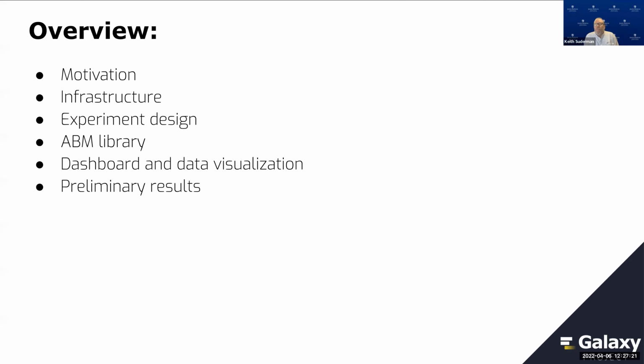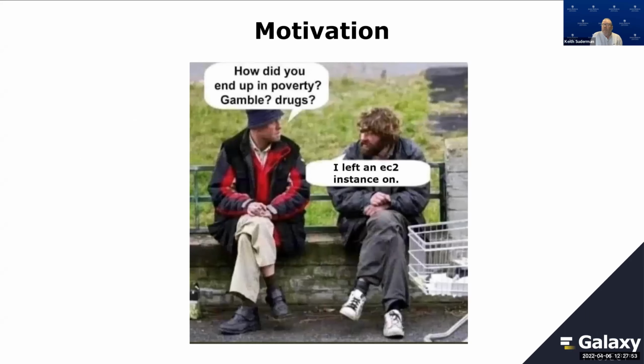So just a quick overview. We'll talk a little bit about the motivation, why we're doing what we're doing, talk a little bit about setting up our infrastructure, the experiment design, ABM, which stands for automated benchmarking, which is a Python library we developed to automate a lot of the projects. Talk about the dashboard we hope to develop and data visualization of our results, and then just a word or 2 about the results that we have found so far.